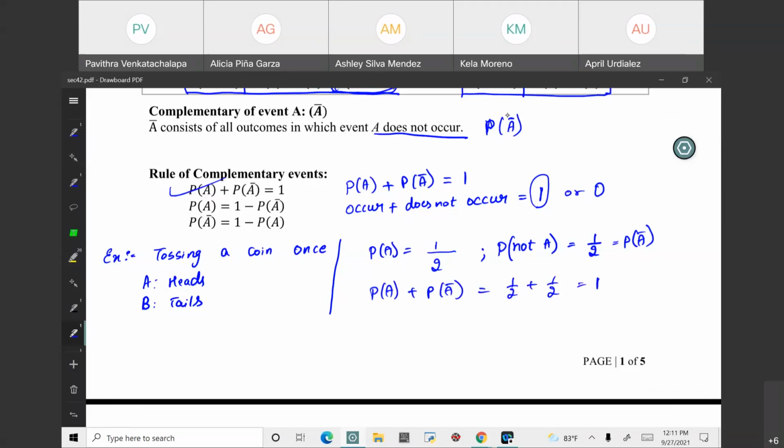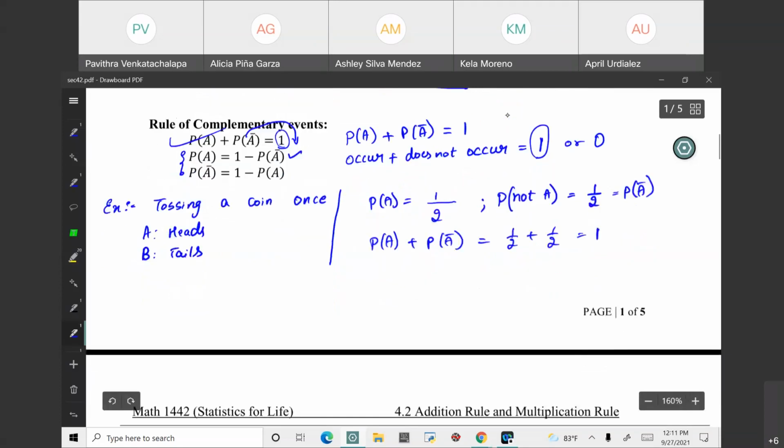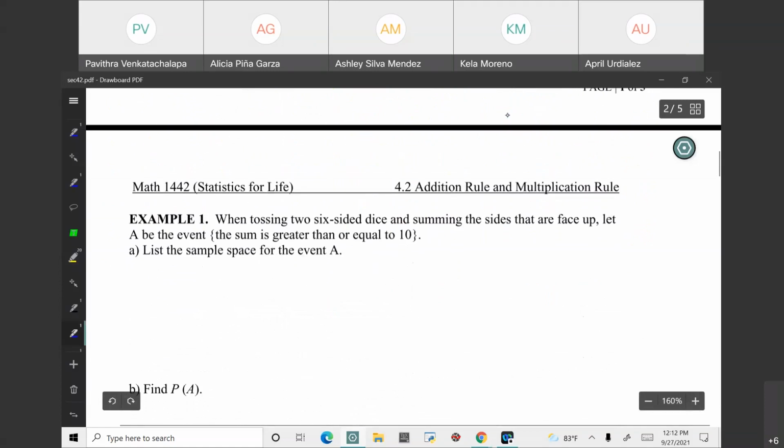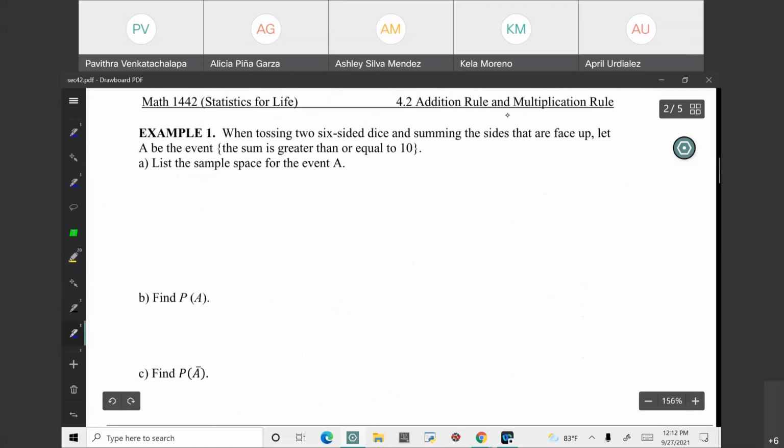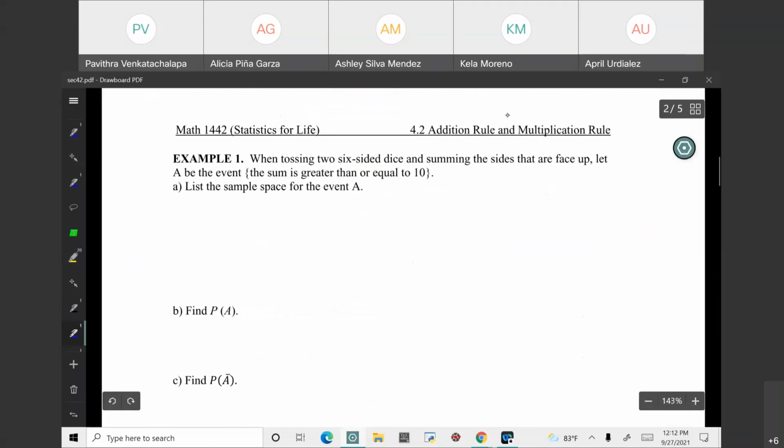It could be for any example, okay? And that's the reason it is 1. Right? Now, the other formulas are just shuffling the terms there. If you keep probability of A on one side, and if you move this on the other side, you will get this formula. Okay? Now, those were the rules of complements of A.